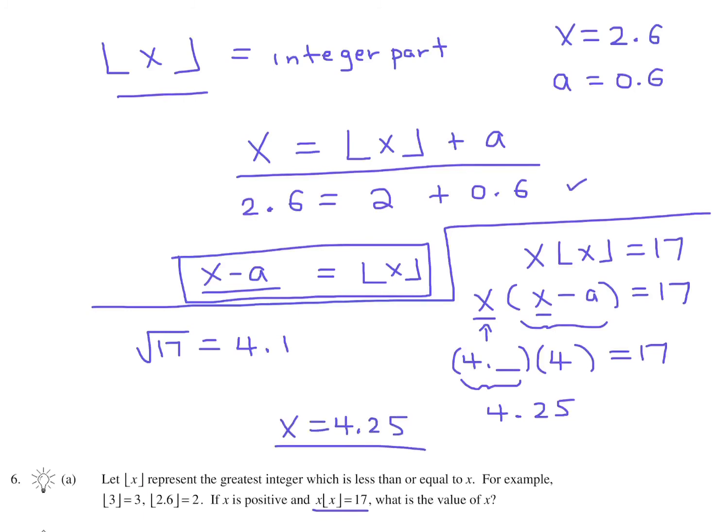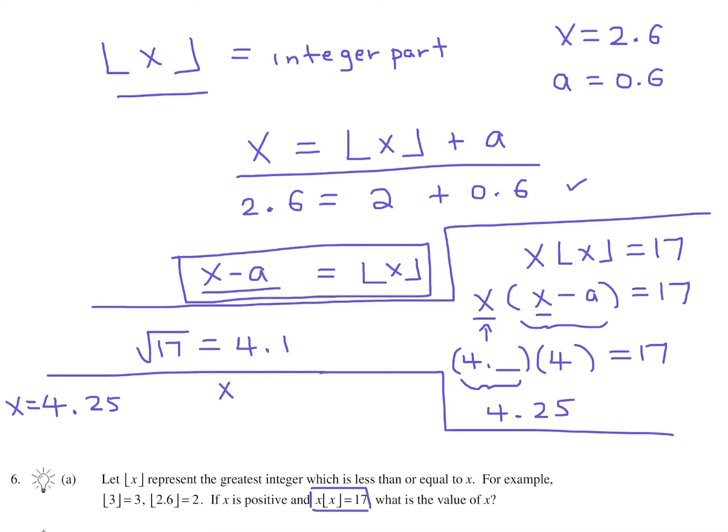And you can verify this, right? If you have 4.25 as x, then what would be the value of this expression? Well, let's put that in there. This expression is x times bracket x. X is 4.25. Bracket x is just the integer part of it, which is 4. And 4 times 4.25 is indeed 17. All right? So x is equal to 4.25 is the answer to part A of 6.